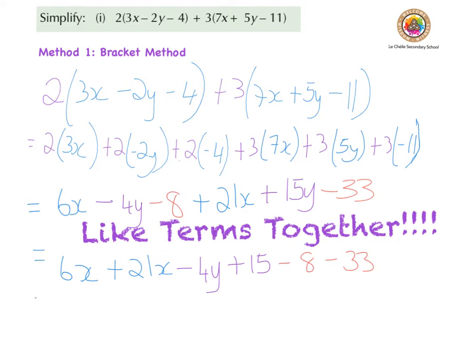And so lastly, just tidying up, 6x plus 21x, that's 27x. Minus 4y plus 15y, that's different signs, so I'll subtract. So 15 take away 4 gives me 11y, and I keep the sign of the bigger number, which is the 15 in this case, so it's plus. And here at the end I have minus 8 minus 33, so same signs add, so 8 and 33 is 41, and minus, I keep the sign, and that's my answer.